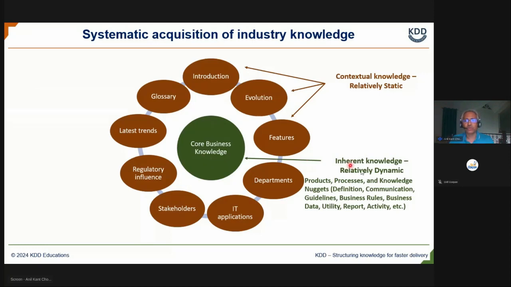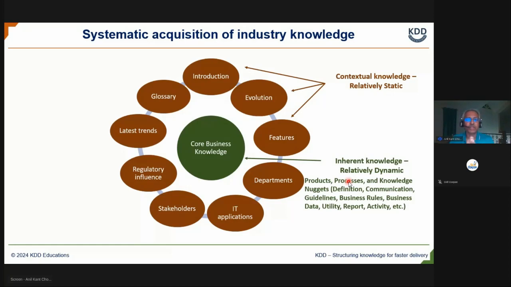So this, what we call inherent knowledge, comprises 3 or 4 key things. One is product, one is process, and third, which is very very important, what we call a knowledge nugget. Knowledge nugget is basically a collection of different kinds of knowledge. It could be the rules, definition, communication, data, report, all sorts of things.